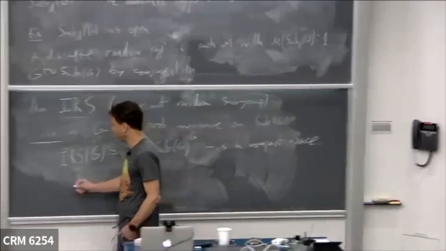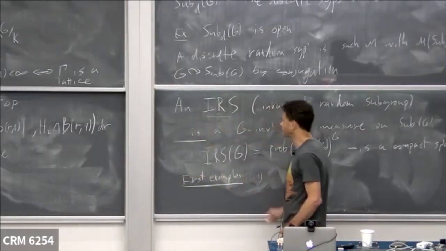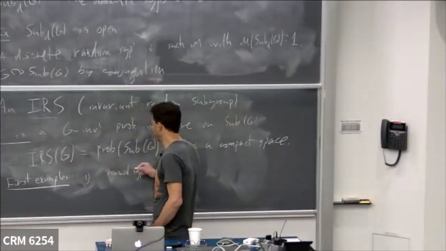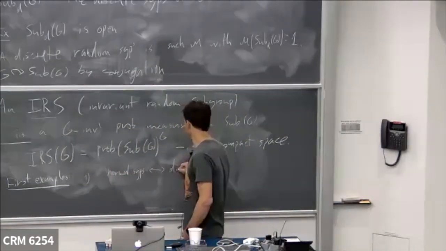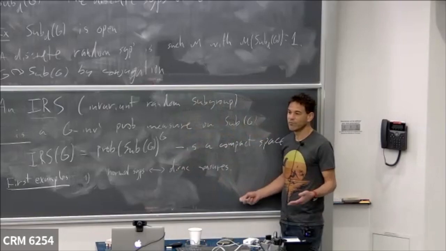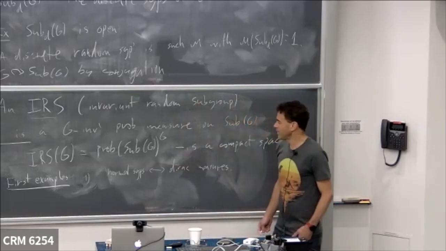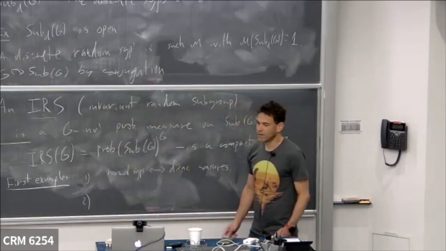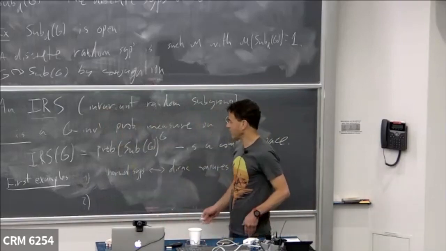So, basic examples. The first example we have in mind is a normal subgroup, for a general locally compact group. Normal subgroups correspond to Dirac measures: a measure supported on one point in Sub(G) that is invariant under conjugation must be a normal subgroup. And the second basic example is lattices.